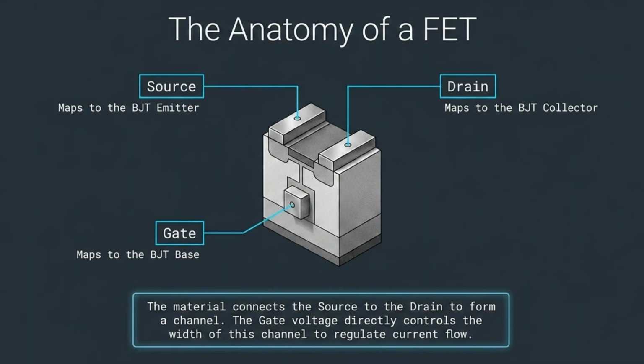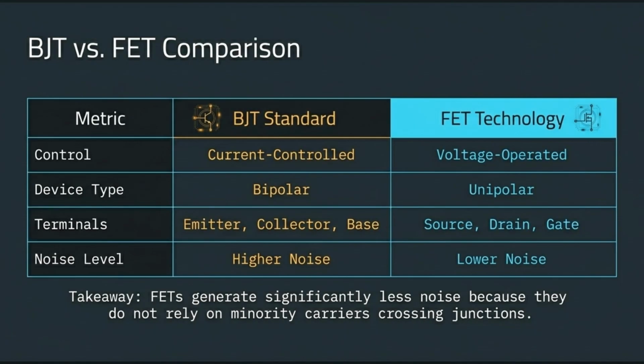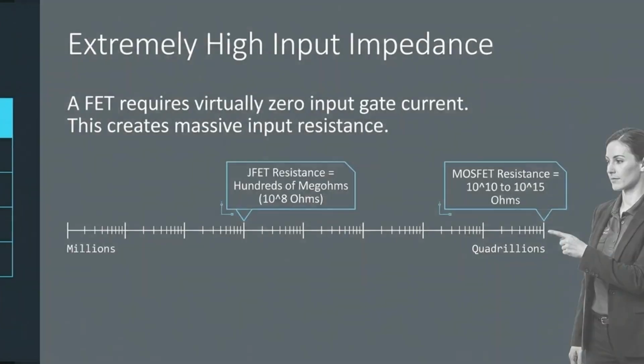The main parts of an FET are the source, which maps to the BJT emitter, the drain, which maps to the BJT collector, and the gate, which maps to the BJT base. Comparing FETs to BJTs, FETs are voltage-operated, unipolar devices with source, drain, and gate terminals, and feature lower noise levels because they do not rely on minority carriers crossing junctions.